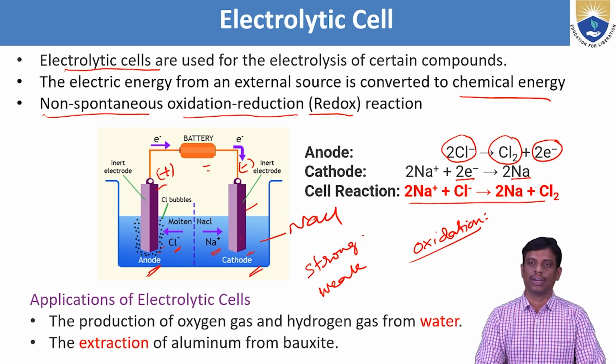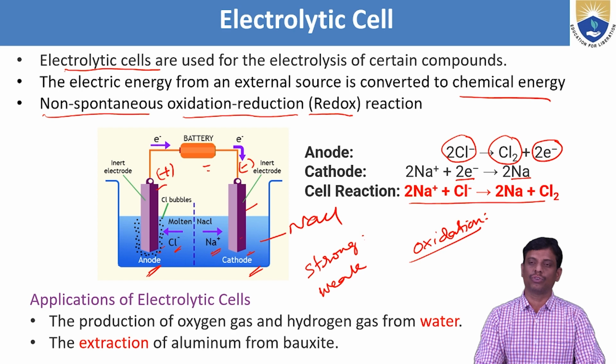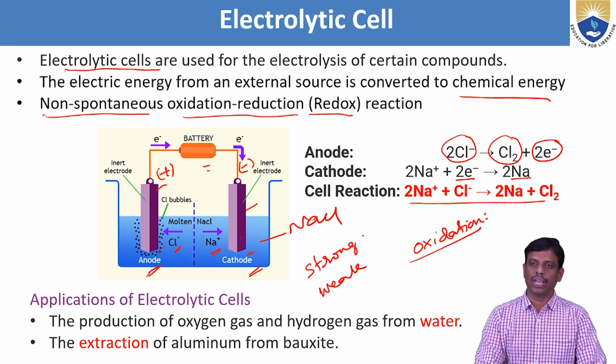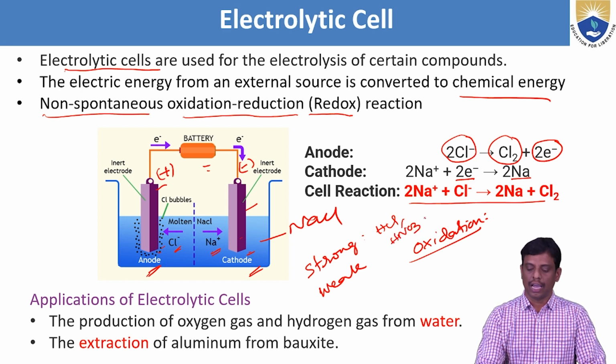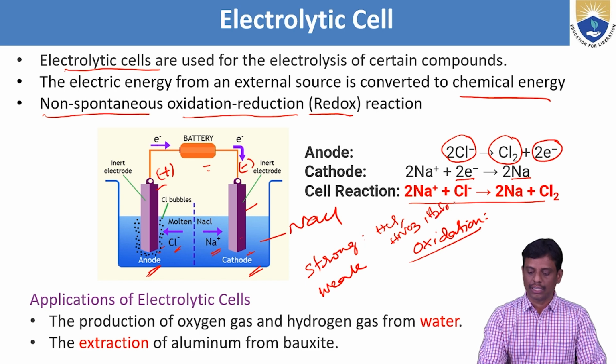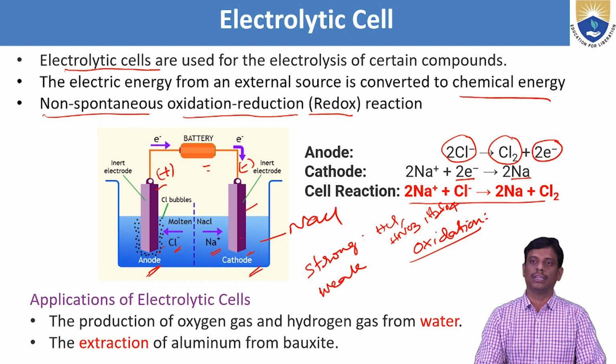Strong acids act as strong electrolytes. The best example is HCl, a strong acid. HNO3 is a strong acid, and H2SO4, sulfuric acid, also acts as a strong acid. These are the strong electrolytes.